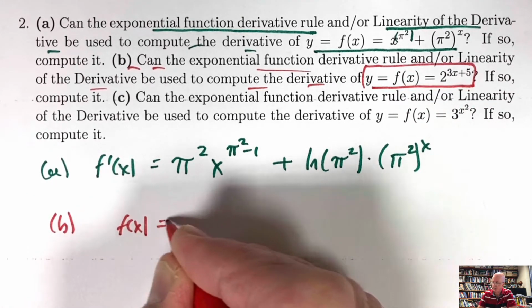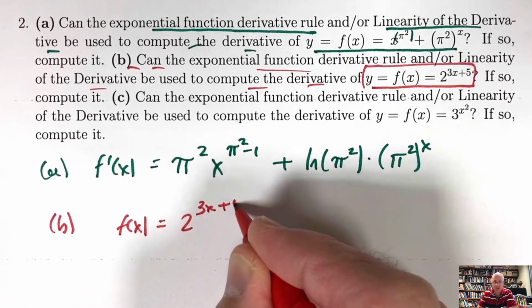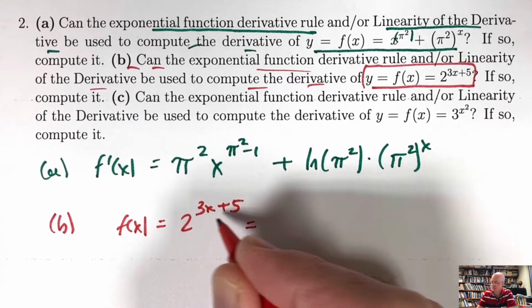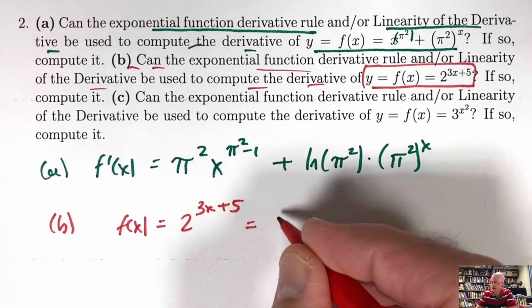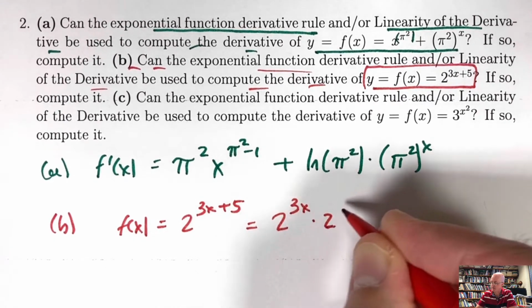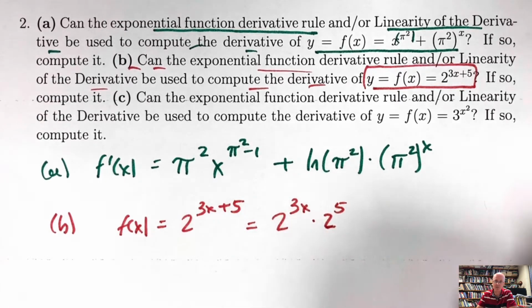Maybe we should try to rewrite that function first. That's a big hint that yes, this is possible. We've got the sum of two things in the exponent, just like in the previous problem. We could break that apart like this: 2 to the 3x times 2 to the 5th power. 2 to the 5th is just a constant. It can be brought out in front when we take the derivative just by the linearity rule.